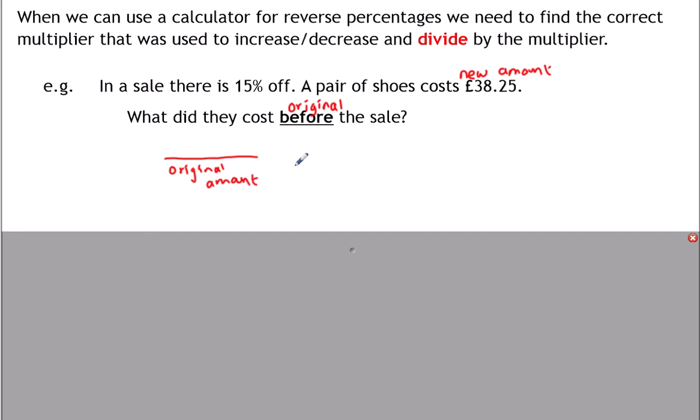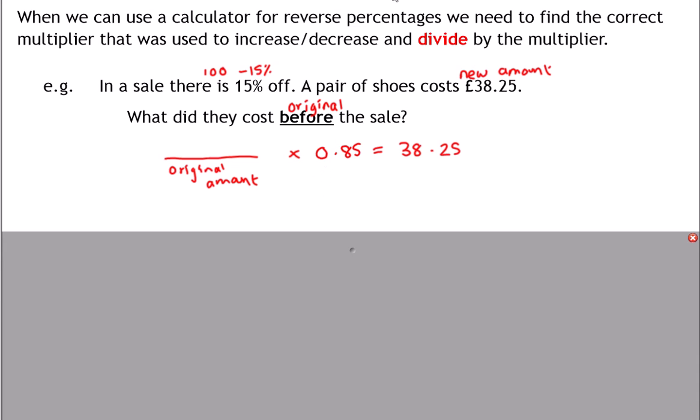Now then, what multiplier did they use to get the new amount of £38.25? So it was a sale and there was 15% off. Did they add to 100 or did they take away from 100? If they were decreasing by 15%, they were taking away 15%. So 100 take away 15 is 85. The multiplier is 0.85. Remember, they made the price smaller by taking away from 100.